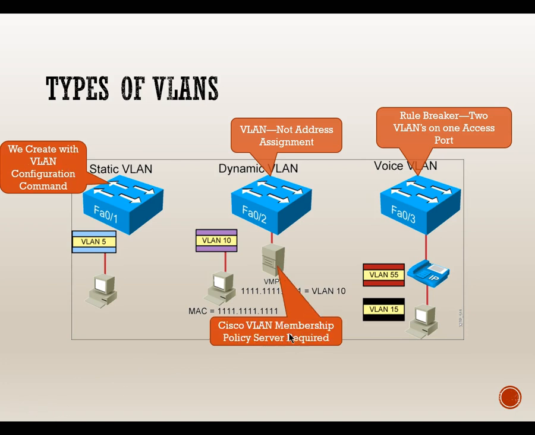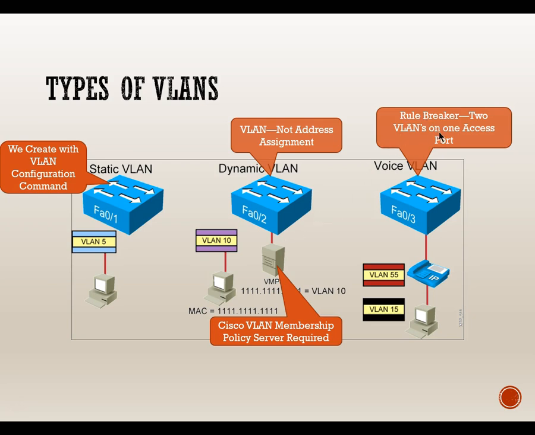The VMPS, the server here, keeps track of the MAC addresses and which VLANs they are associated with, and automatically assigns them as we plug in the device, the computer, because you recall each one of them has a unique MAC address. So as we plug it in, we are able to discern which VLAN it belongs to, and automatically configure it to be on that VLAN.